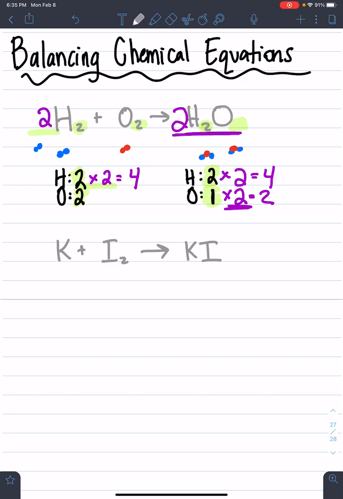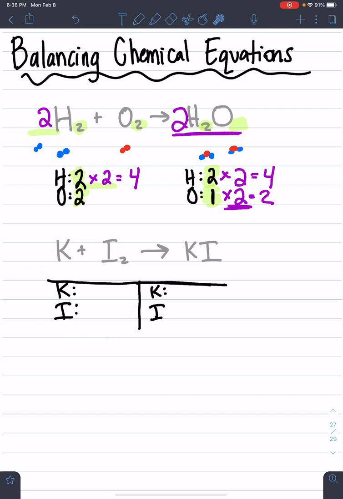Alright, so let's start by doing our balancing on each side. So we're going to have K on this side and I on this side. Some people like to do these T charts that look like this. You can do whatever you feel like. So we're going to have K over here and I over here. Alright, let's start on this left side right here.